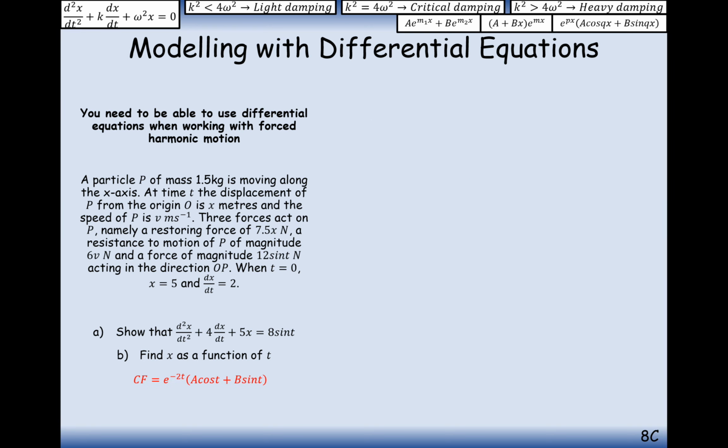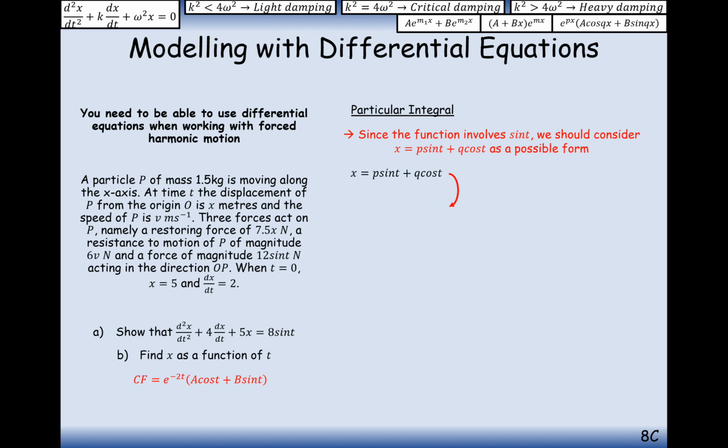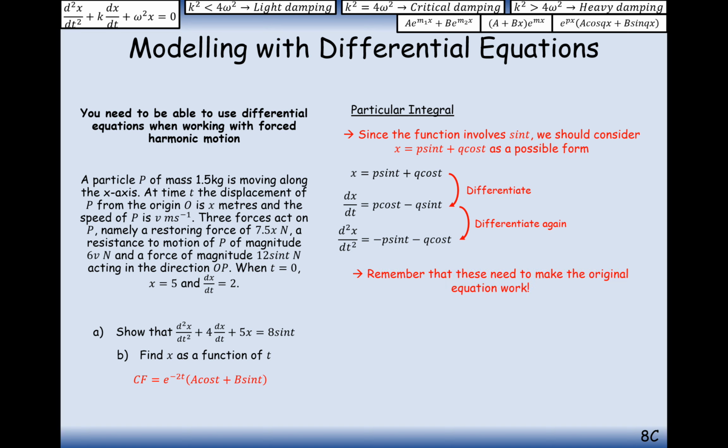Now we'll work on the particular integral. Since the function involves sin t, we should consider using x equals p sin t plus q cos t as a possible form. Yes, it's got cos t and sin t in the complementary function, but that's being multiplied by e to the minus 2t, so we don't need to worry about multiplying by an extra t here. So let's take x equals p sin t plus q cos t. We'll differentiate it once, and we'll differentiate it again, and then we'll put all of those forms into the second order derivative. So let's substitute all of those in.